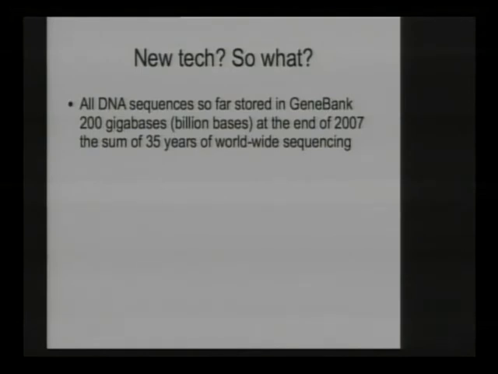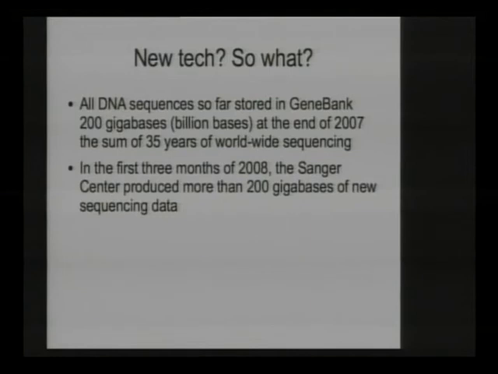The Sanger Center, which I showed you in the beginning, trialed a few of these Solexa machines at the end of last year, and they started basically production in January. And in the first 3 months, they produced more than that. So in 3 months, they produced more sequencing data than the entire world in 35 years, using 28 machines and 20 people to run them.